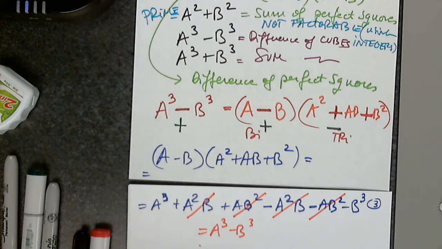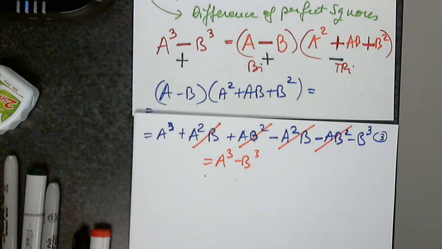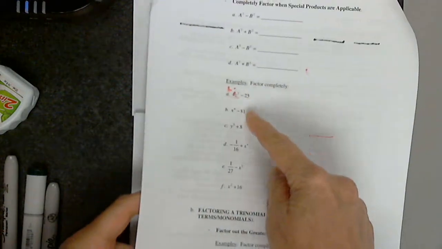So every time I'm factoring a difference or a sum of cubes, I have to have a binomial times a trinomial. The trinomial will be similar to the formula for something else, but not the 2 in the middle. Okay. So this is the entire strategy for binomials, and now let's go through these examples.